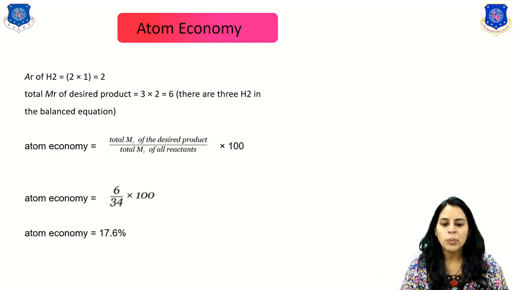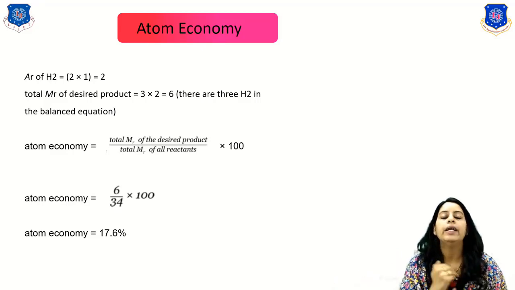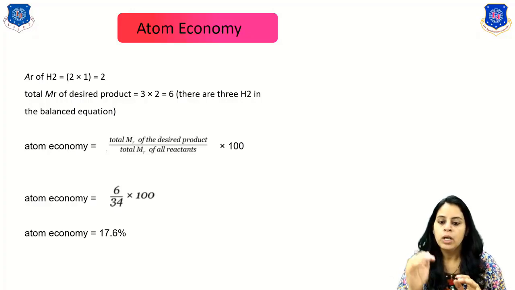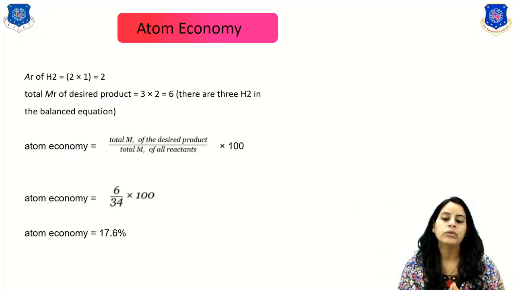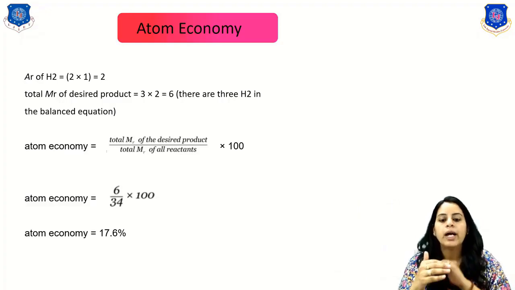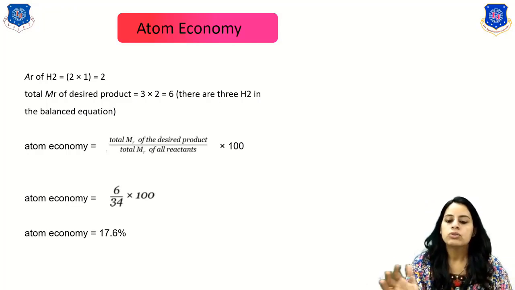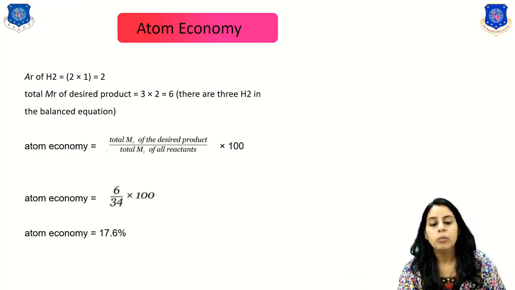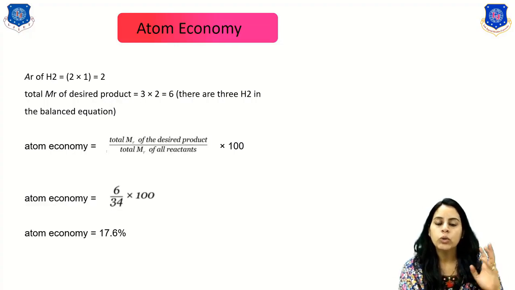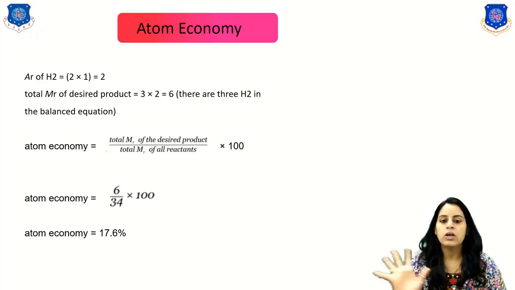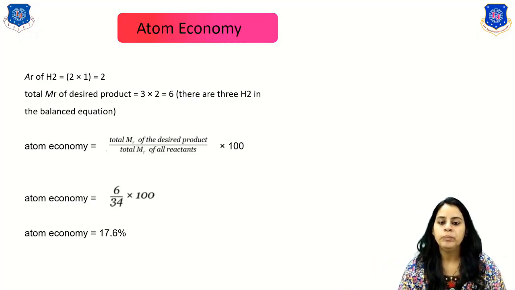So the atom economy is equal to the total molecular weight of the desired product divided by the total molecular weight of all the reactants, times 100, right? So the total molecular weight of the desired product, which is 6, divided by all the reactants, which is 34, times 100. So the answer will be 17.6%, right? So the atom economy is 17.6%, right? So this is all about atom economy, right?